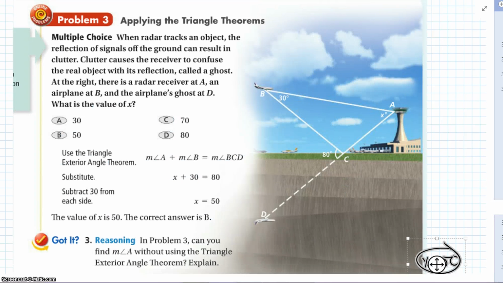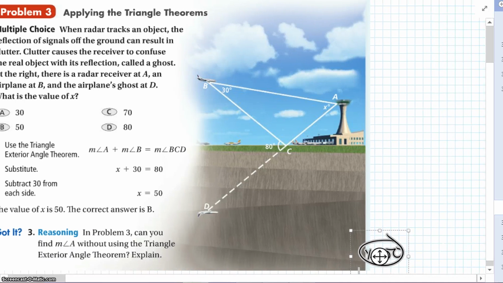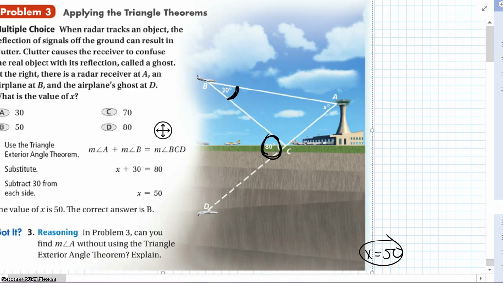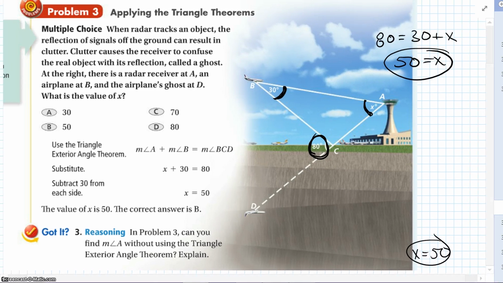Last one, applying the triangle theorems. When a radar tracks an object, the reflection of the signal off the ground can result in clutter. Clutter causes the receiver to confuse real objects with its reflection, called a ghost object. At the right, there's a radar receiver at A, an airplane at B, and the ghost at D. What is the value of x? Well, this is an exterior angle, so it's the sum of the remote interior angles. So we can say 80 equals 30 plus x. Subtract 30 from each side, so 50 equals x. So our answer is 50. So the answer is B.